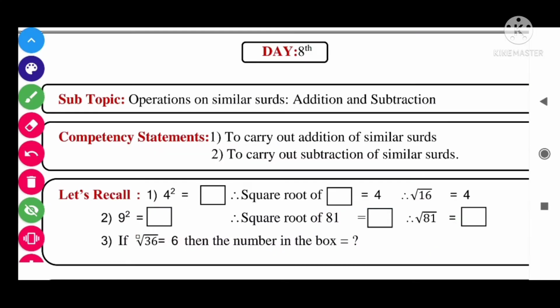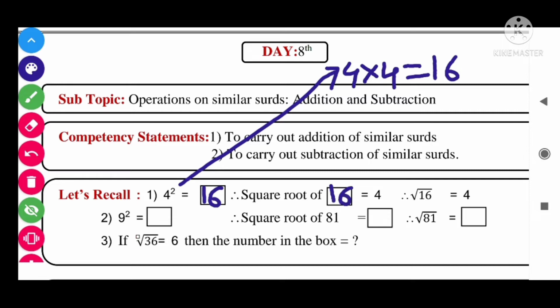Before we start the topic, we need to recall our previous knowledge. You know that 4 square can be written as 4 into 4, that gives us 16. Therefore, 4 square is equal to 16, and we can say that the square root of 16 is equal to 4. This symbol is used to represent the square root of a number. Therefore, you can also say that the square root of 16 is equal to 4.